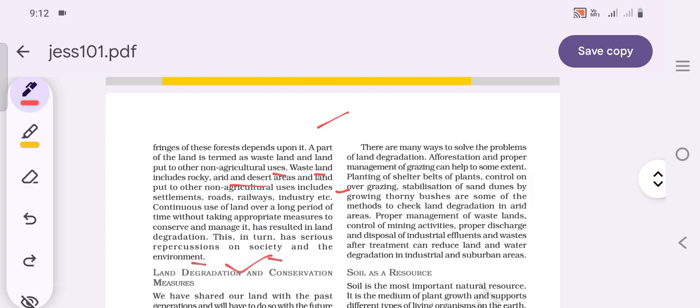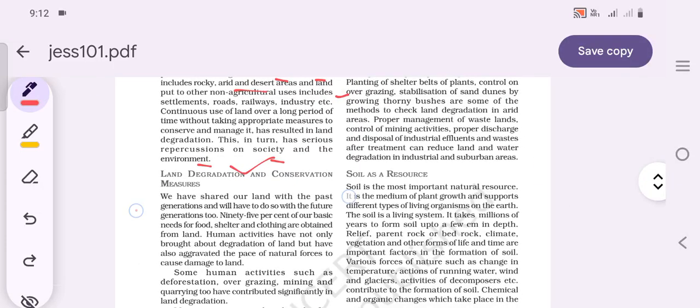Very important. Land degradation, it is very important to conserve the land, because if you are just using the land recklessly and negligently, then it will lead to serious problems in our society, and we cannot use such lands for various purposes, right?